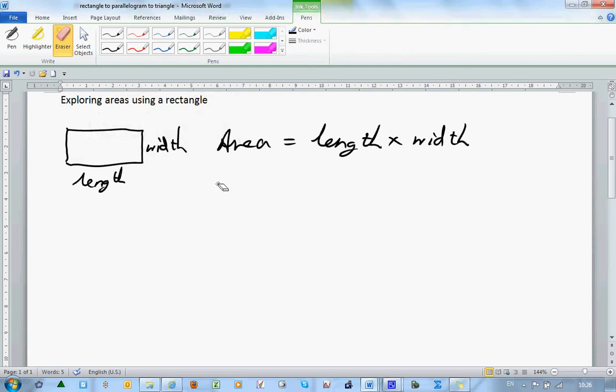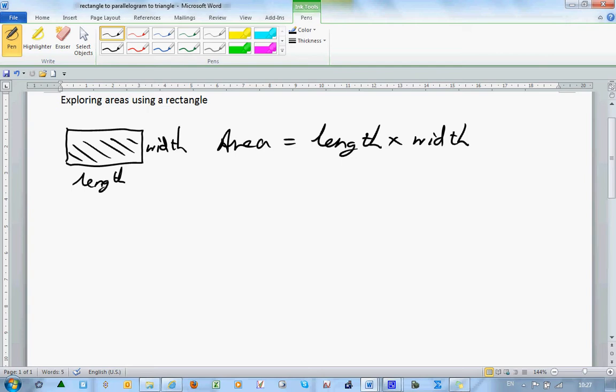Okay, so in this demonstration what we're going to do is explore areas using a rectangle. Now we already know that the inside area, the amount of space that the rectangle takes up, is given by the length times the width. Well, you know that already.